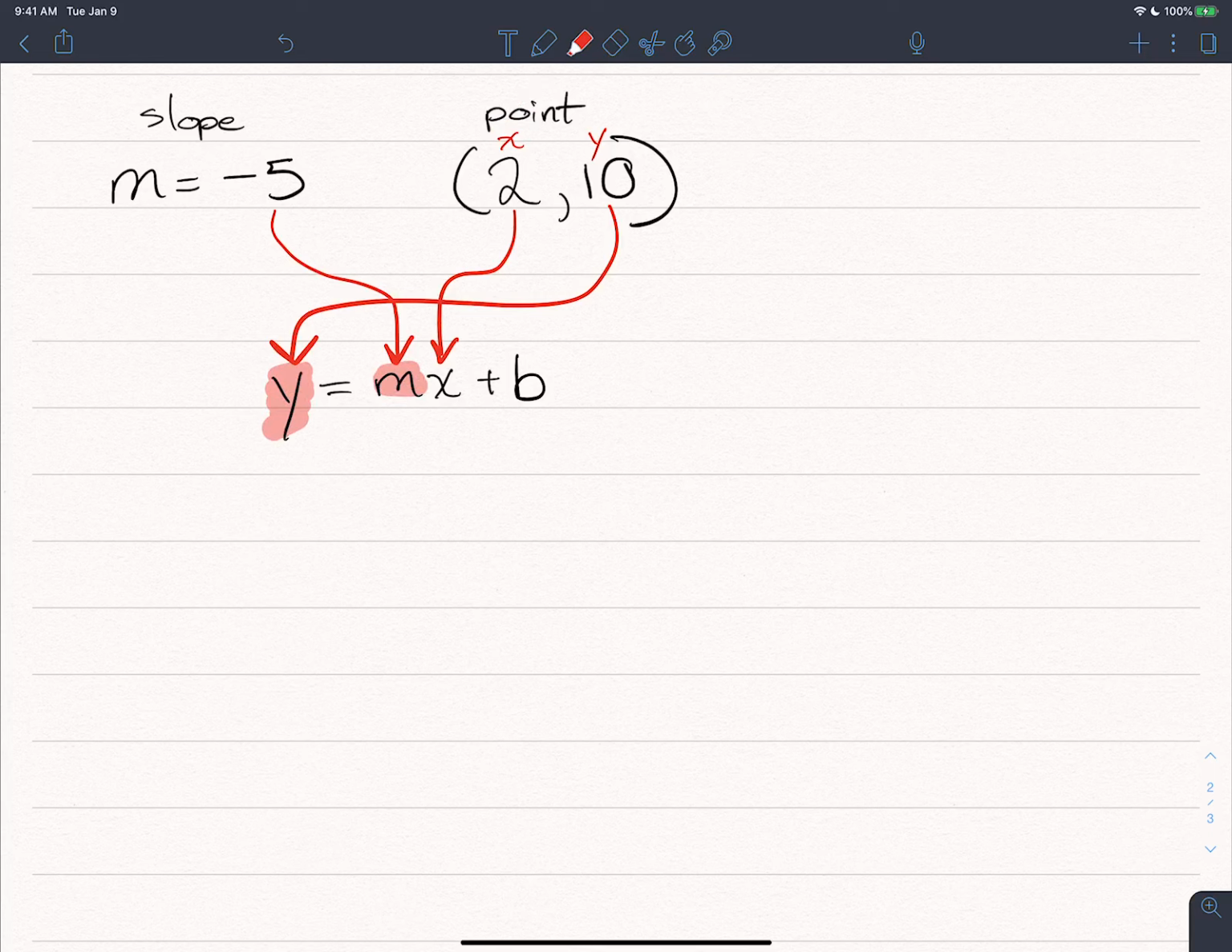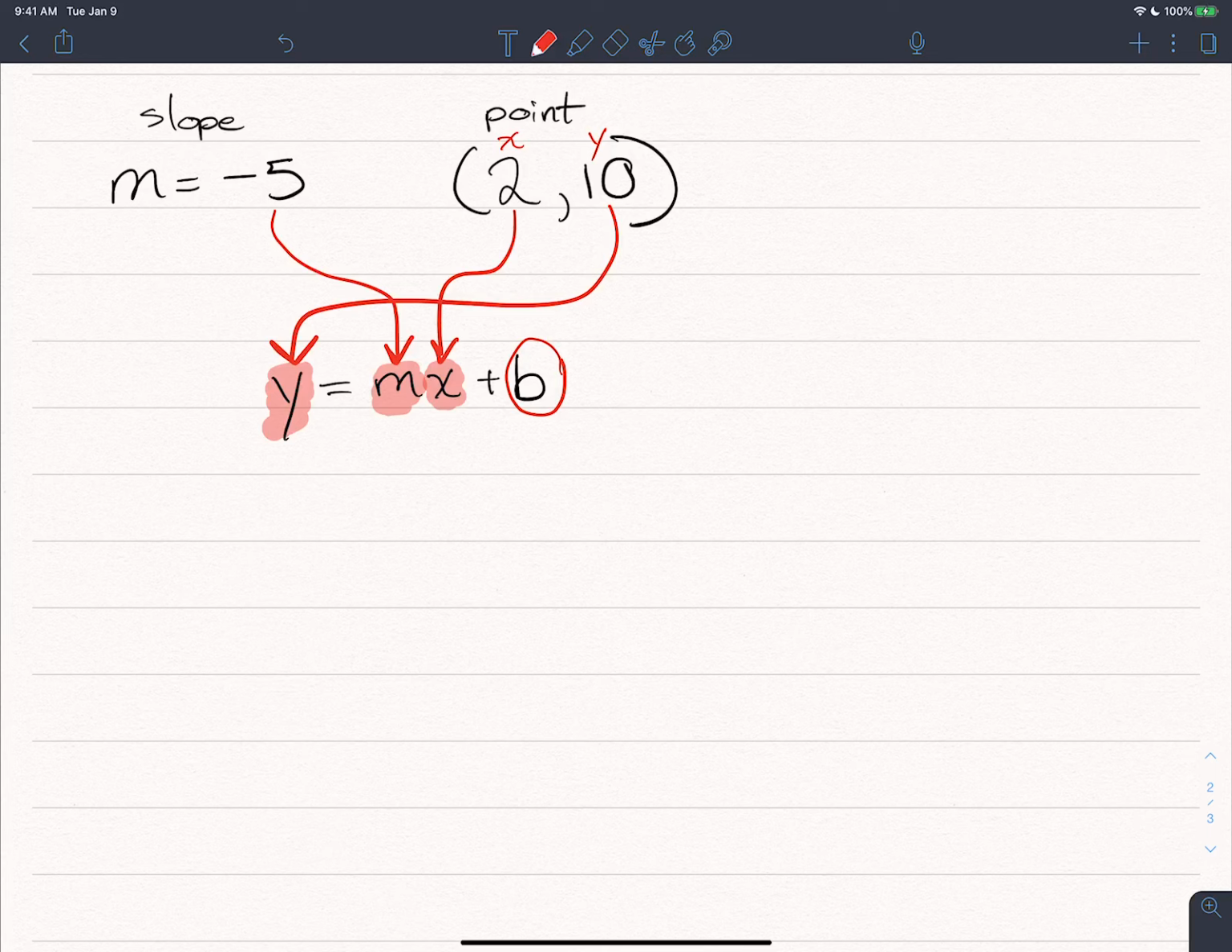We know m. We know x. So what is it that we don't know? We don't know b. And so the whole purpose of this method is to find out what b is. And once we know b, we can rewrite the general form.